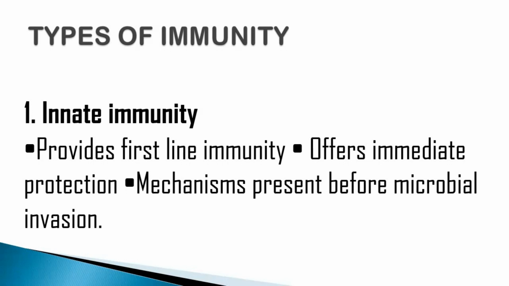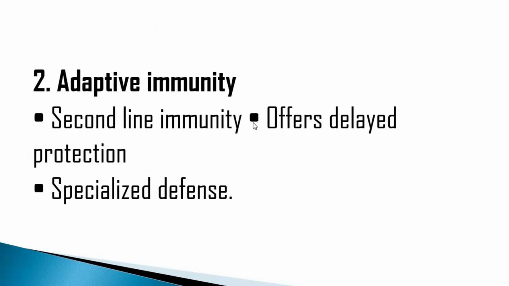When a pathogen infects you right now, the first immunity to respond is called the innate immunity. And these mechanisms of the innate immunity are present even before microbial invasion. So you don't need a microbe to infect you for the innate immunity to develop. You are born with it already. Adaptive immunity offers second line immunity. So innate immunity will come and act first, and then adaptive immunity will come in second. It offers delayed protection, and it is a specialized defense.